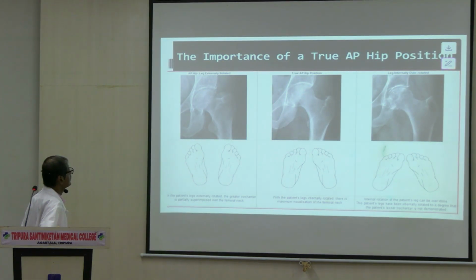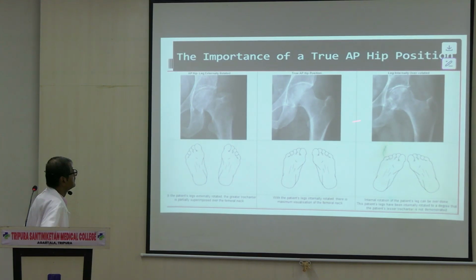So, the importance of a true AP position. You see, this is the AP position, anterior posterior view, true AP position, and this is called the leg internally rotated view. When you do the internally rotated view, you are seeing an incomplete fracture.